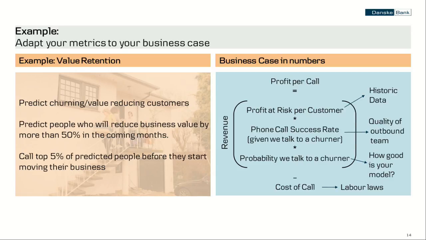The second one is the phone call success rate. This is how good is your outbound team. So given that you talk to a churner, how good are they at convincing the customer to stay with us? And then only the first part, and this is really the evaluation that comes into our business case, is the probability we talk to a churner.